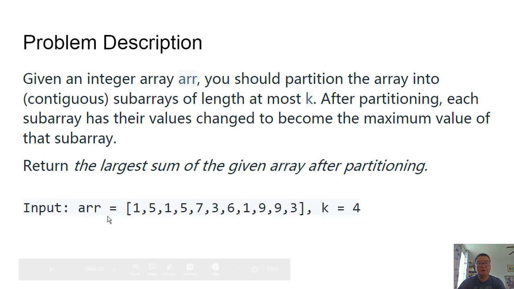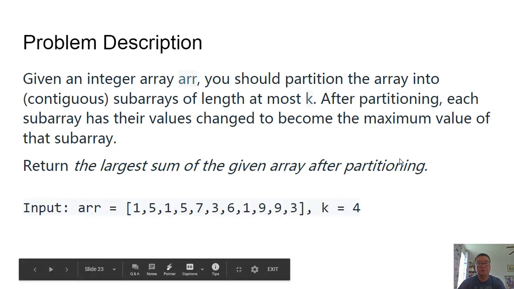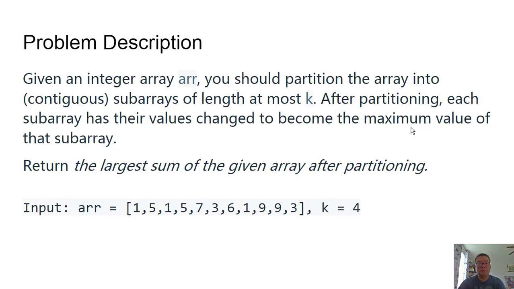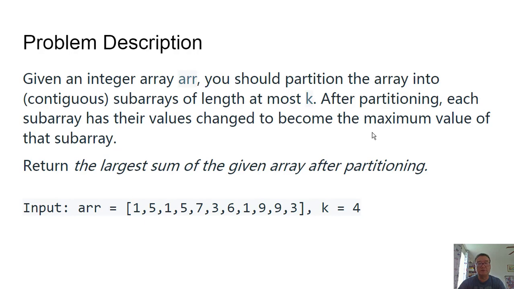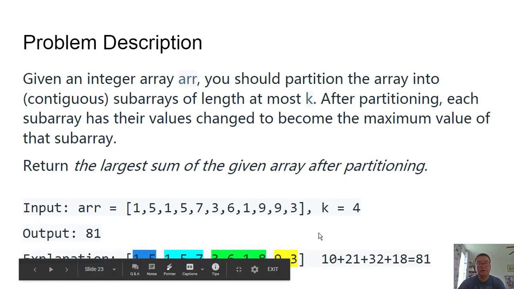So just to be concrete, here is the example input. I encourage you to think about what should be the output for this test case. How do you partition it? Each partition group should be at most k. In this case, k equals 4, but it can be fewer than k in each group. So I encourage you to pause the video and come up with a number and then see whether you have it correct. So the output is 81, and here's the explanation.